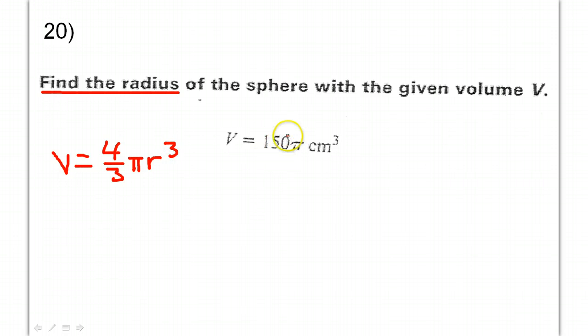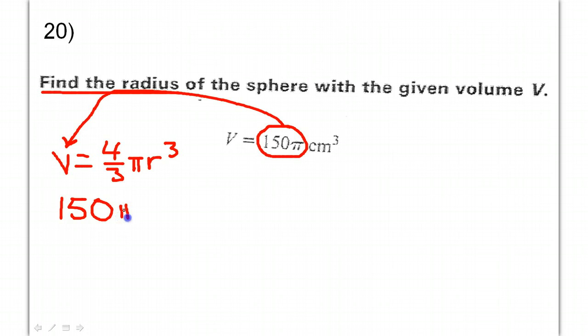So let's go ahead and take this volume and substitute it in where it goes. Let's put it in for V. So that's going to give us 150 pi. Don't forget the pi. A lot of kids just leave off the pi. Don't do that. Equals 4/3 pi times the radius cubed.